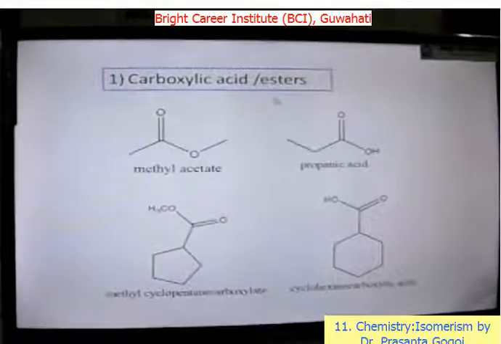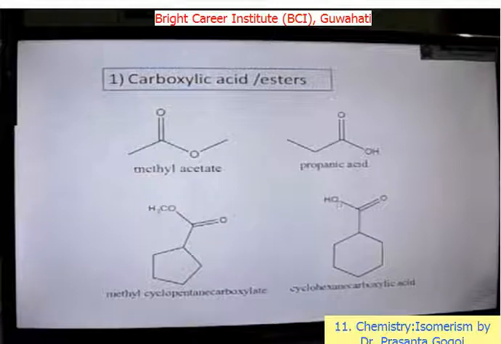Carboxylic acid versus esters. So this is an example of an ester, and this is an example of a carboxylic acid, and both have the same molecular formula, so they belong to functional group isomers. You can see here also methyl cyclopentane carboxylate, which is an example of an ester, and cyclohexane carboxylic acid is an example of a carboxylic acid. So both have the same molecular formula, so they are considered functional group isomers.